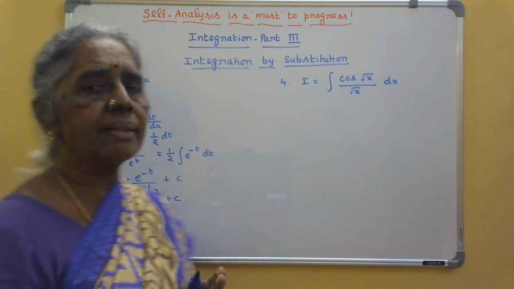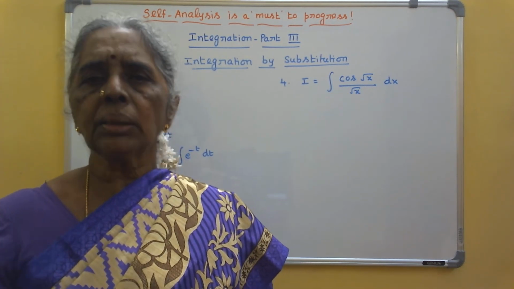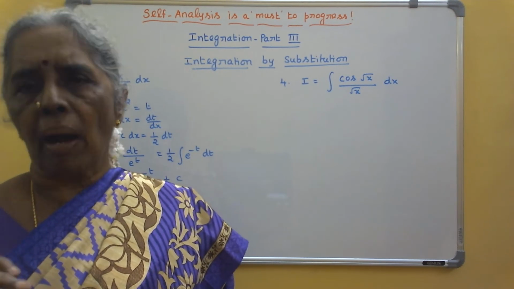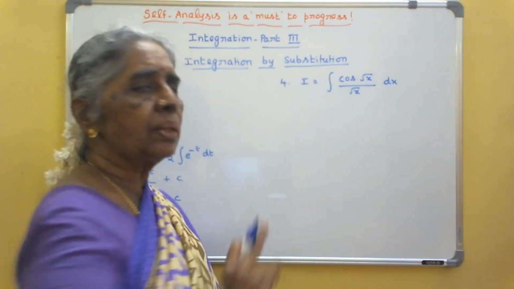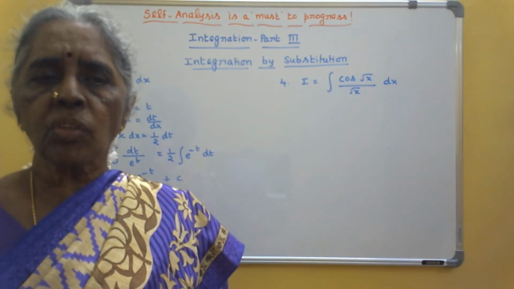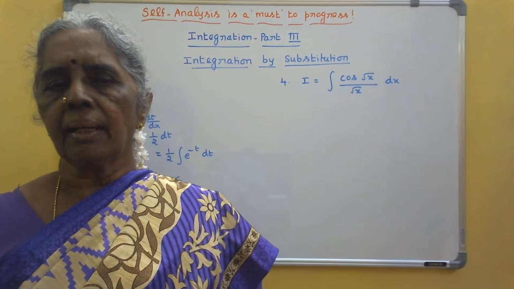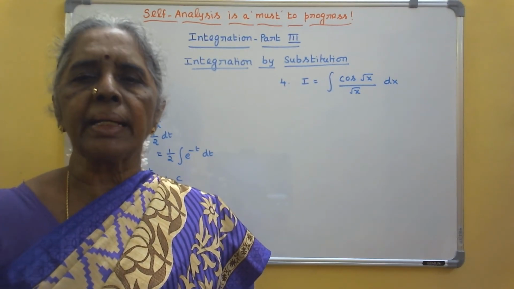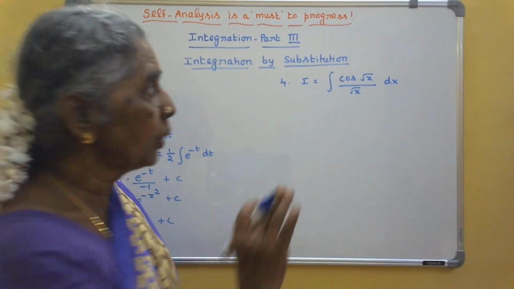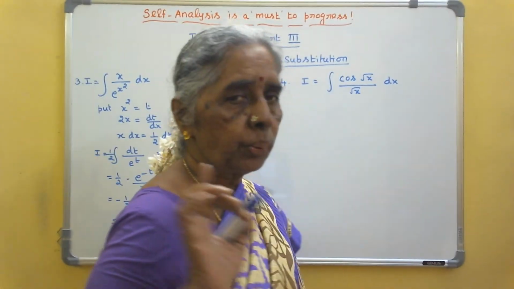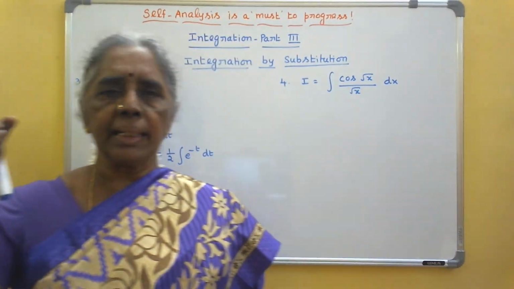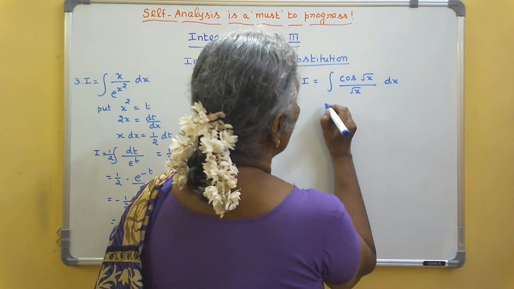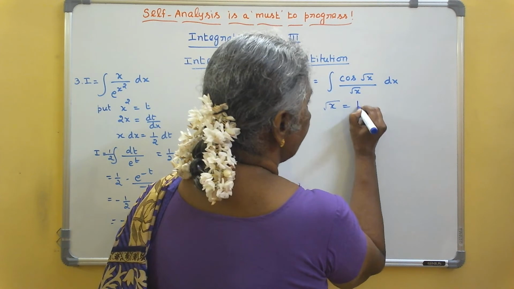You have I is equal to integral cos root x by root x dx. Here see the angle part. The angle part is root x. If you substitute root x as t, if you differentiate, you will get 1 by 2 root x dx is equal to dt. So here you are going to substitute the angle part. So note in each sum what we are substituting. Okay. So now you put root x is equal to t.